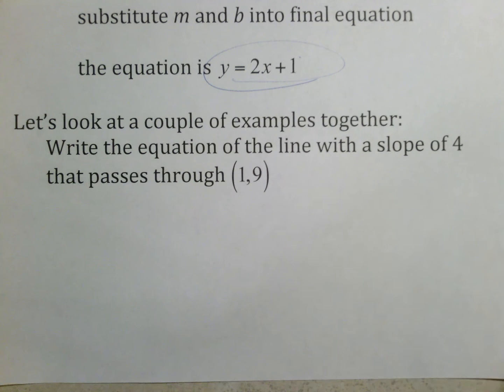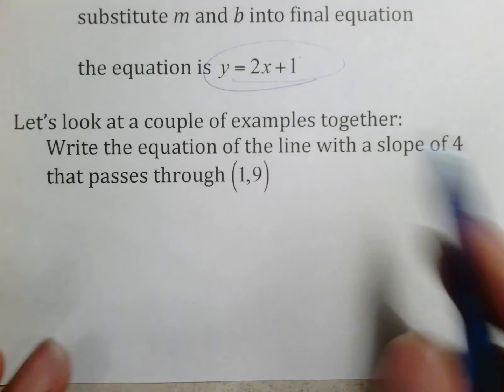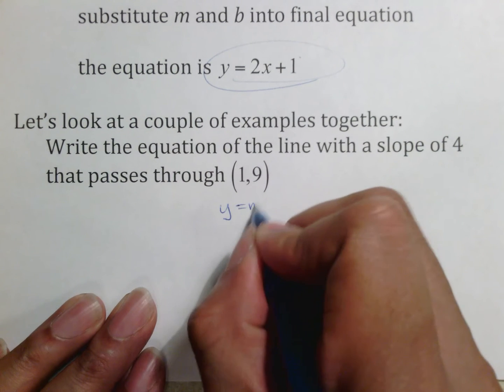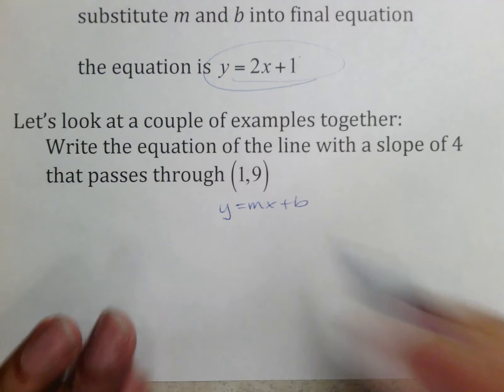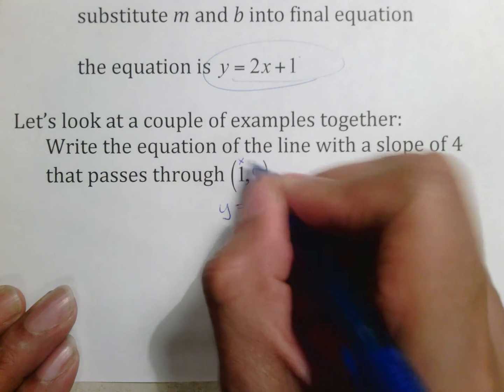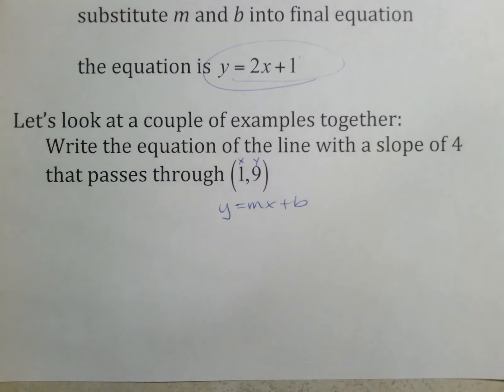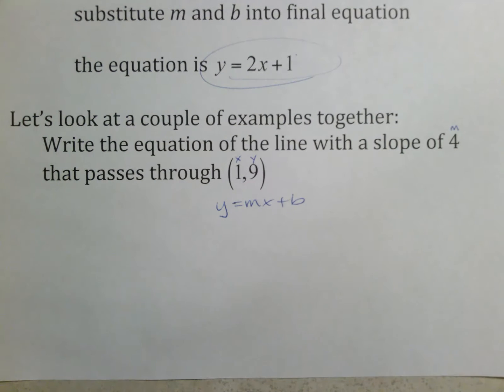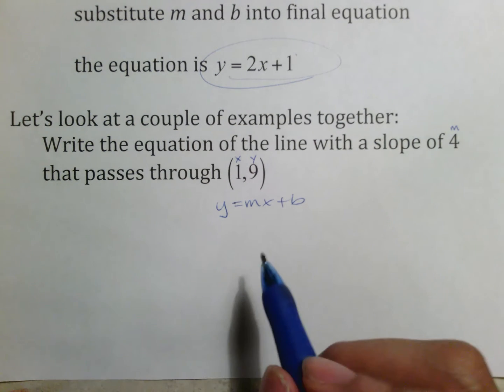But this says write the equation of a line with the slope of 4 passes through (1, 9). Once you see that they want the equation of a line, I would just write the equation y equals mx plus b, because that is the key to find the equation of a line. Then, especially if I have issues remembering this, I would put x over the first number, y over the second number. And we know it's the slope of 4, so I would put an m above the 4, because that's what m is.